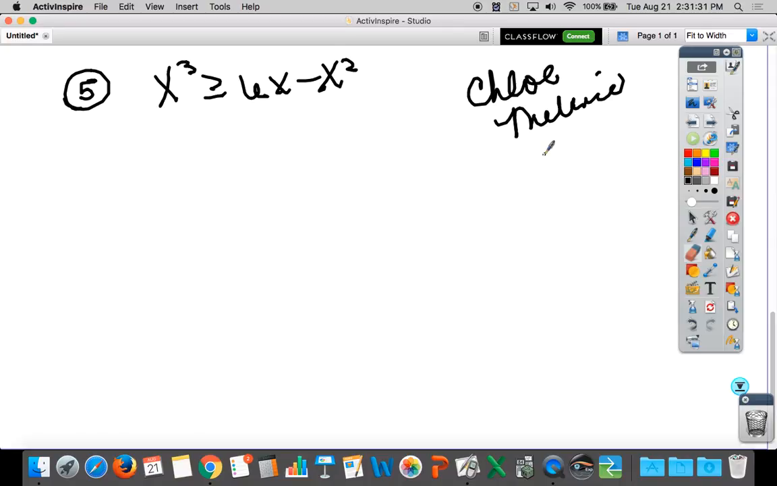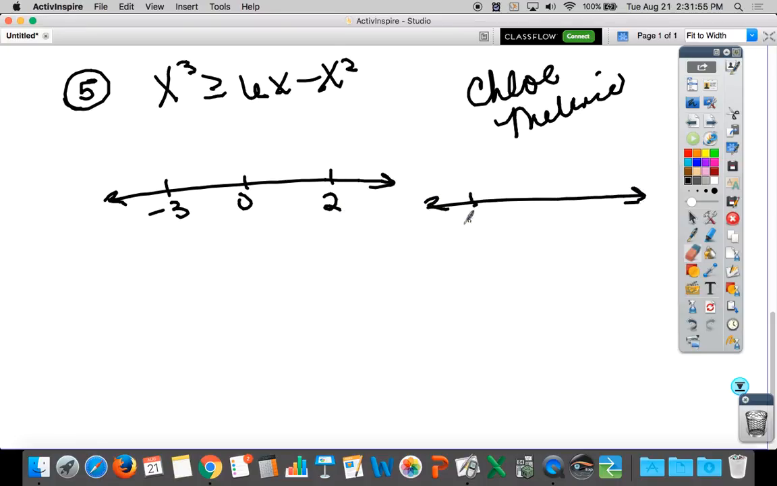Okay, so I want to talk about this for a particular reason. All right, we should have all gotten the same roots. What were they? 0, 2, and negative 3. Okay, so I'm going to do one over here for Melanie and Chloe.